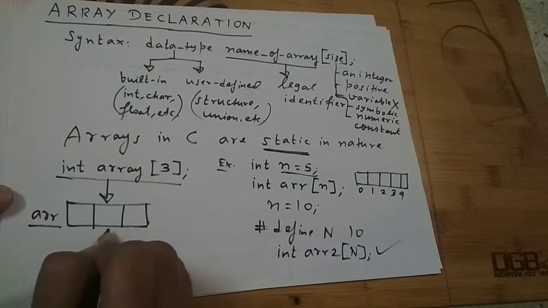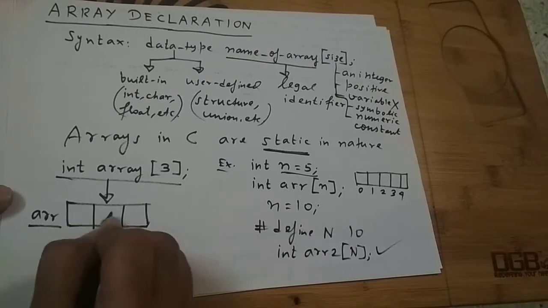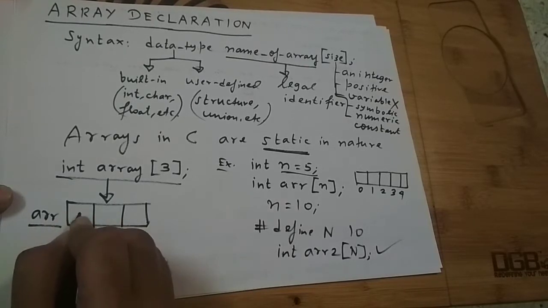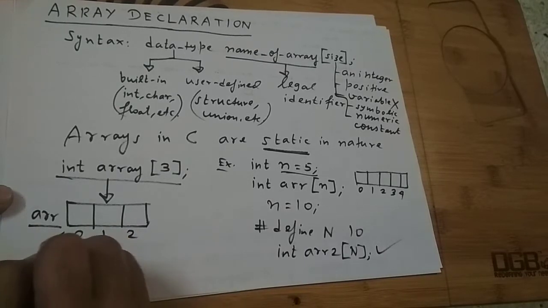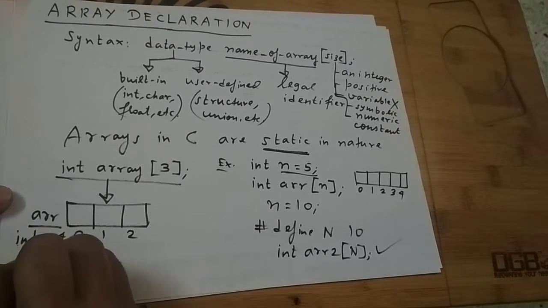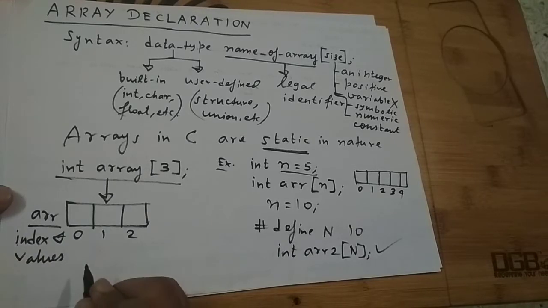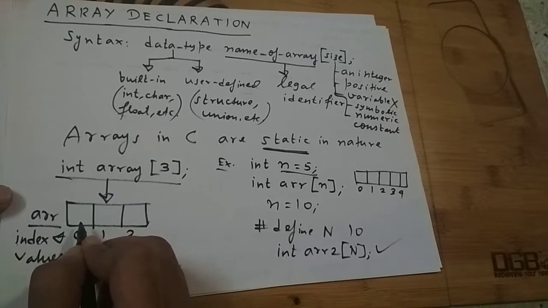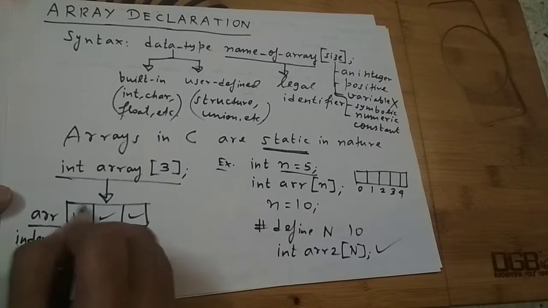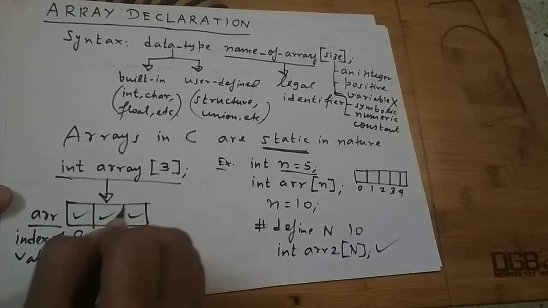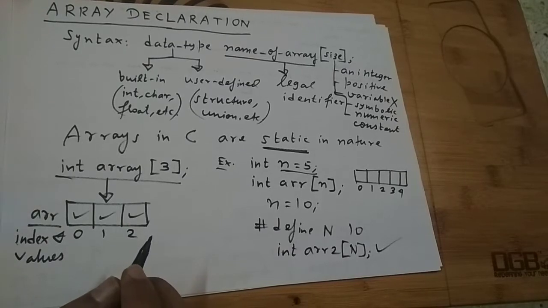And each of these variables is denoted by a box. So this is a box, this is a box, this is a box. 3 variables, 3 boxes, and these values are known as index values. Using the index values, we will see in the upcoming videos how we can access the elements of the array. These boxes are the elements of the array. So using the index values, we will be accessing the elements of the array.